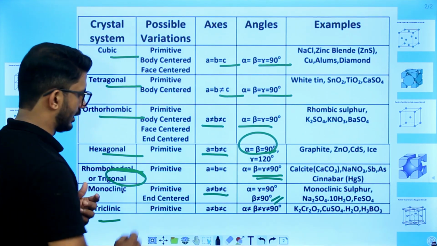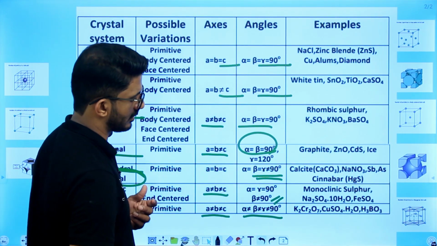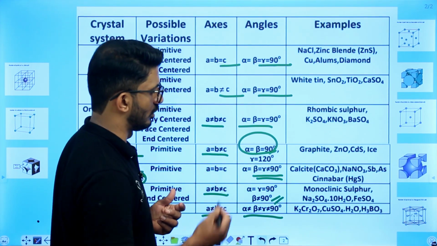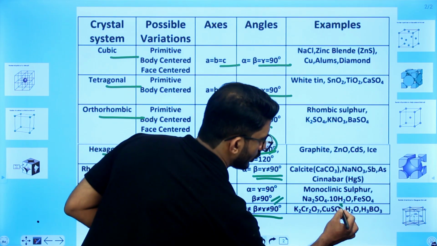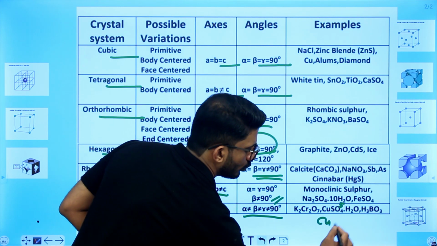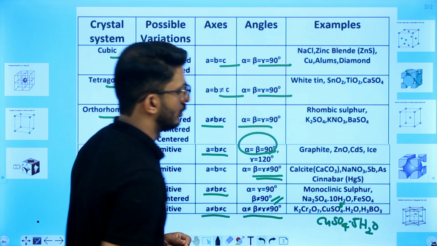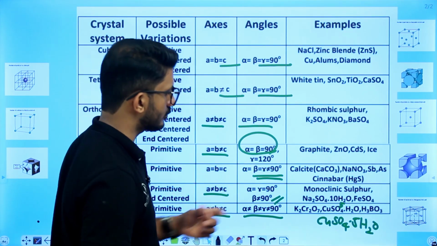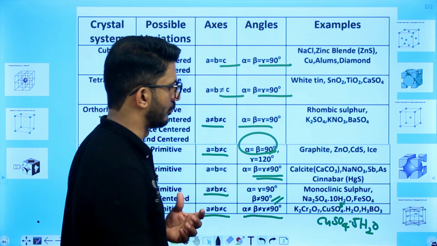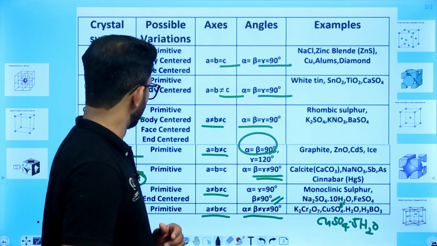And the last one, triclinic, A not equal, the most asymmetric one. Alpha is not equal to beta, not equal to gamma, not equal to 90. Potassium dichromate, K2Cr2O7, copper sulfate, CuSO4 5H2O. There should be a 5. CuSO4 dot 5H2O. Okay, blue colored crystal, blue vitriol. It's also called blue vitriol. In Malayalam it is called thurisu. And H3BO3, orthoboric acid. All these are triclinic crystals.